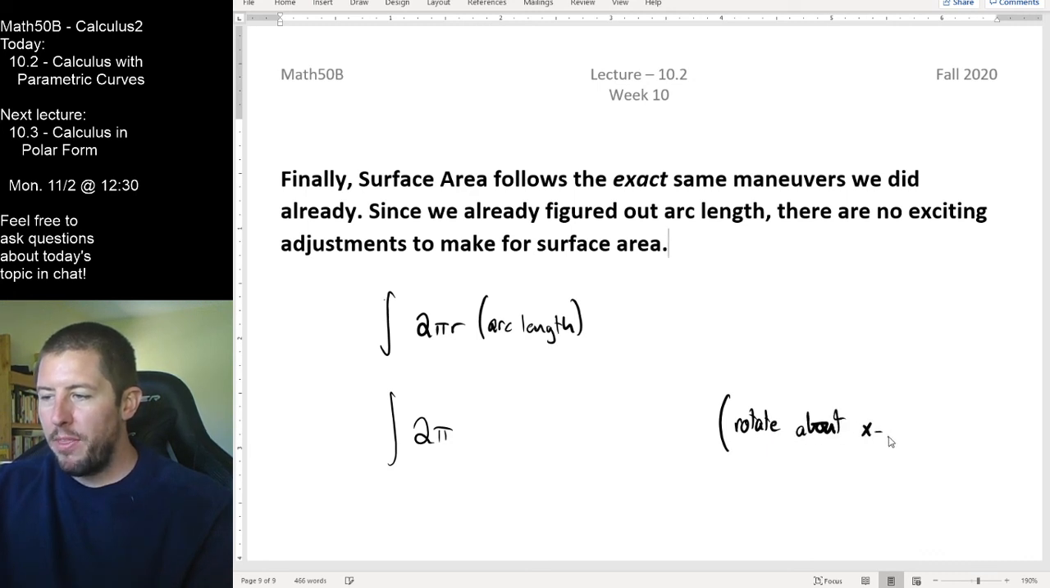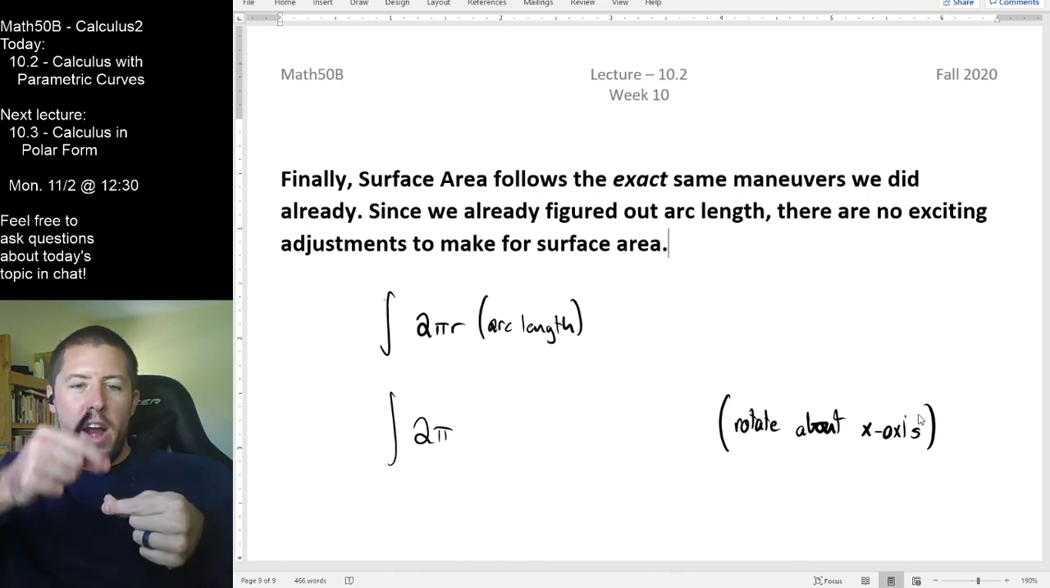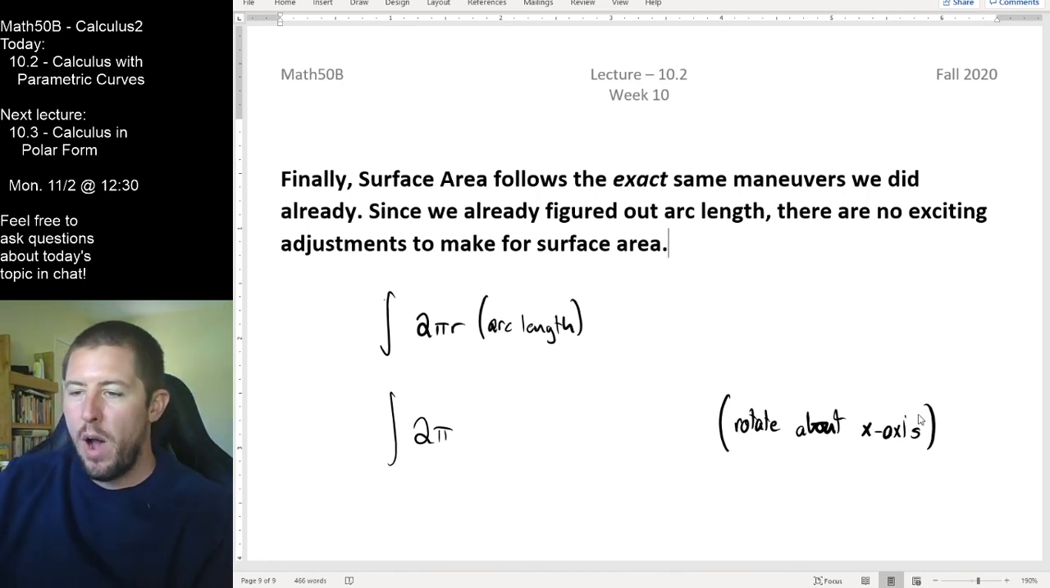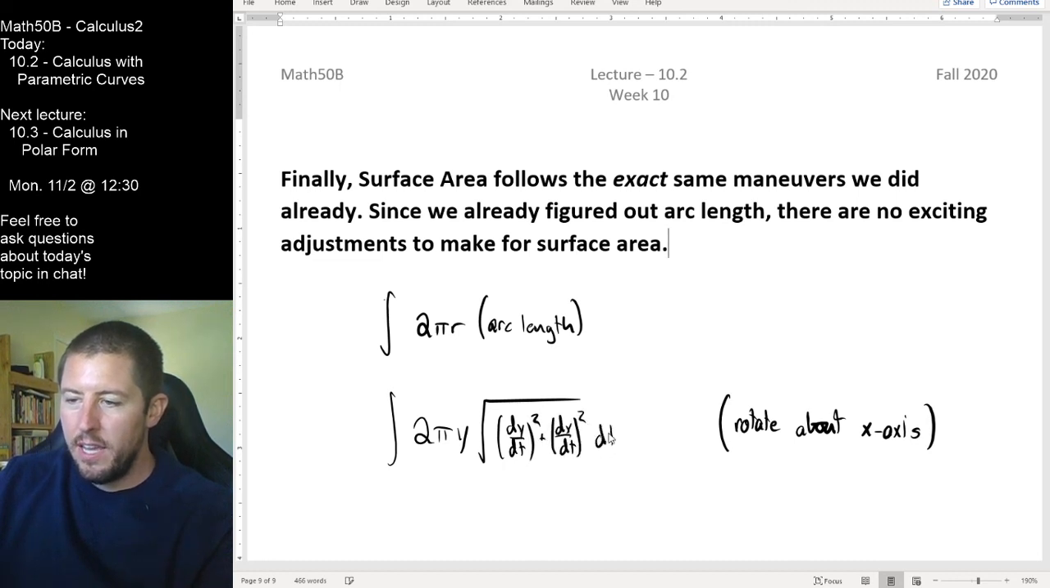So if we rotate about the x-axis, then we're rotating this way. So our radius is our vertical measurement, it's our y. So this would just be 2 pi y times the square root of (dy/dt) squared plus (dx/dt) squared, dt. And then for y, we say, oh, that's our g of t statement right there. Or it's our f of t if we rotate about the y-axis.